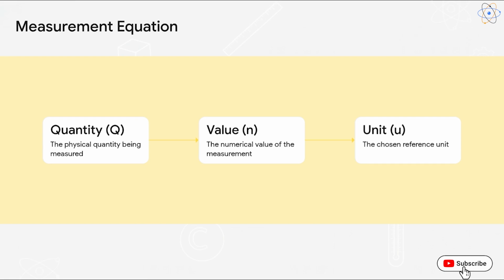Think about it like this. A length of 1 meter and a length of 100 centimeters are the exact same physical length, right? Same exact length in the real world, but because we swapped out the unit, we get a totally different number.